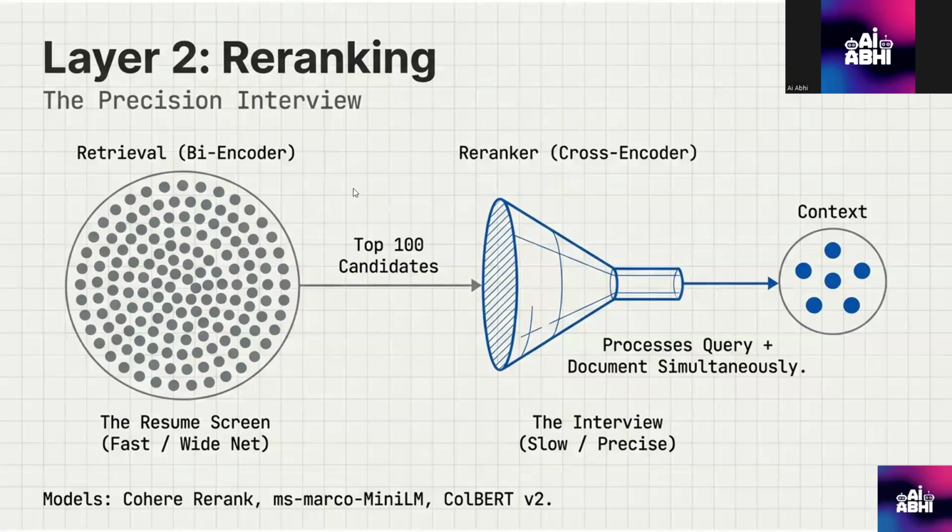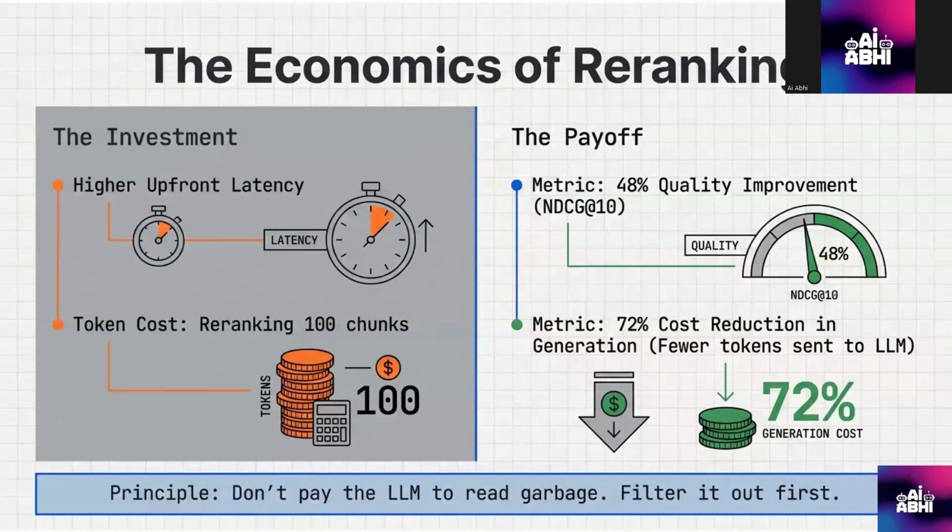Now let's go to the math that really matters. Here is the number that should convince you. Databricks research shows re-ranking can improve retrieval quality by up to 48%, measured by NDCG at 10. And in RAG specifically, better retrieval directly means fewer hallucinations.